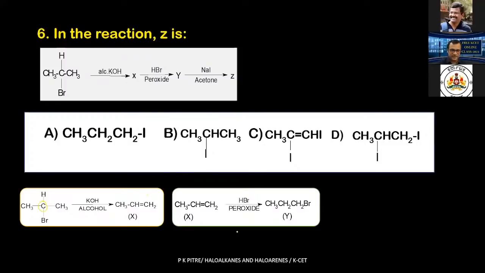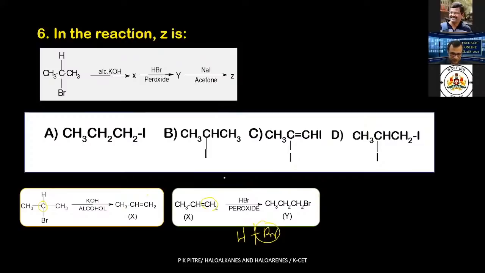What does anti-Markovnikov's rule say? During the addition of an unsymmetrical molecule to an unsymmetrical alkene, remember it is anti-Markovnikov, against the Markovnikov rule. The negative part of the adding molecule goes to that carbon which has the double bond and the maximum number of hydrogen atoms. In Markovnikov's, Br will go to this secondary carbon. But here, it is guided by peroxide also. So it is anti-Markovnikov's rule. So what will you get? Br goes to the first carbon, and you are getting 1-bromopropane.